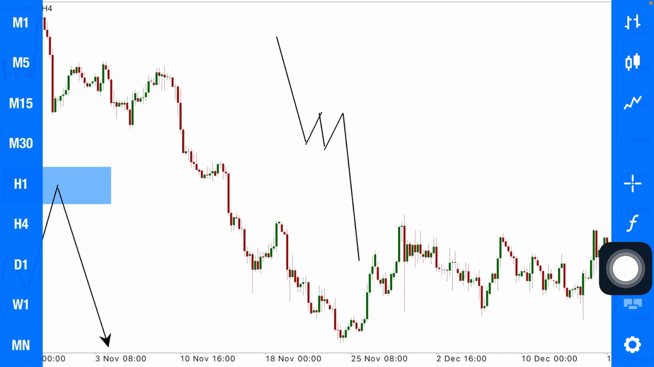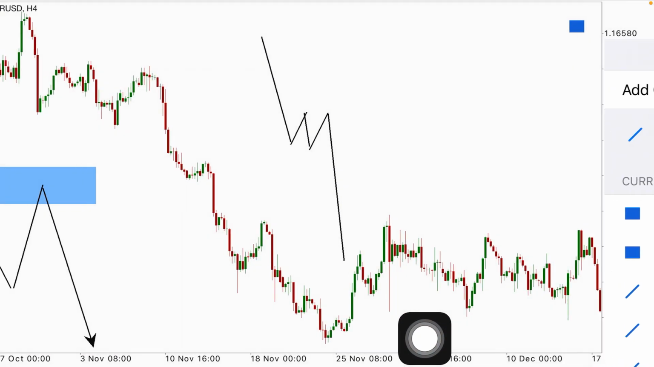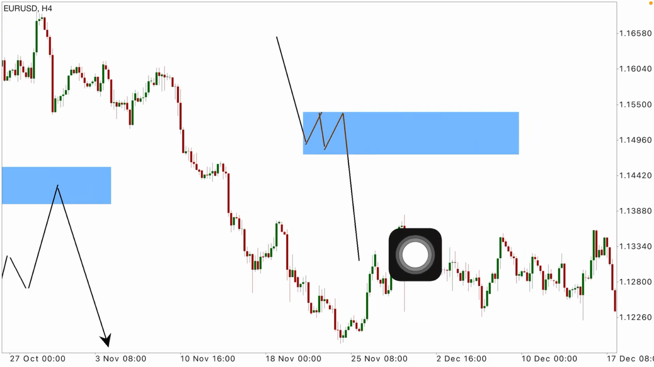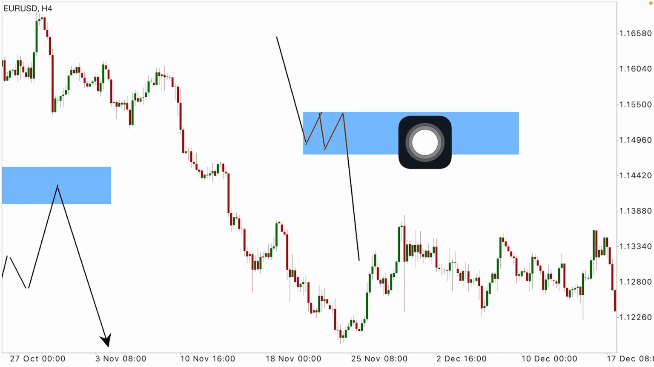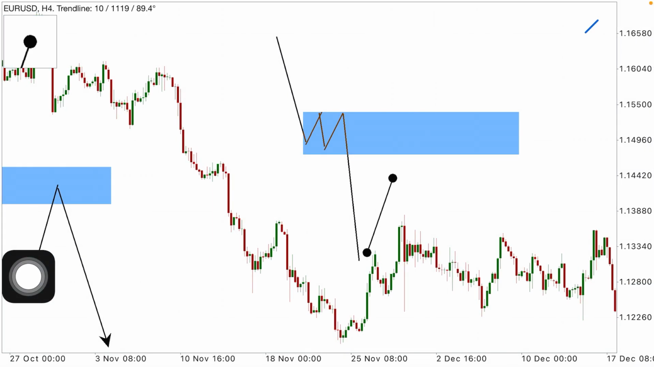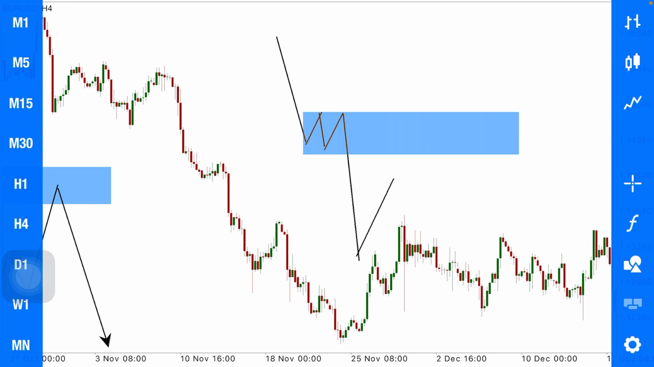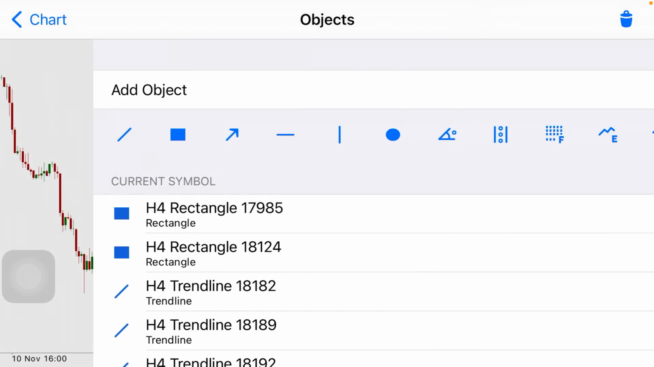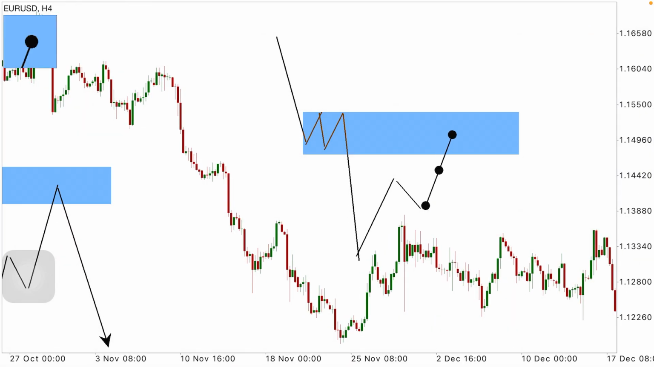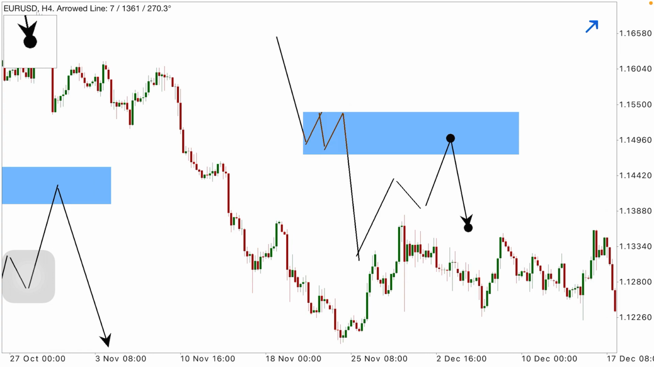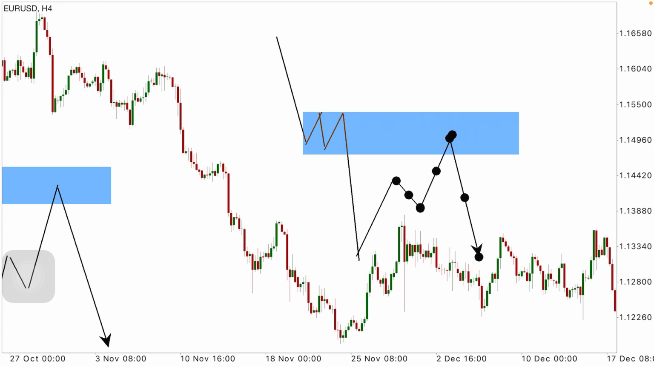If we mark the zone now, we're expecting that price would have to rally up to this point, up to the zone, and do what? And sell. Okay, so that is the second type of supply zone.